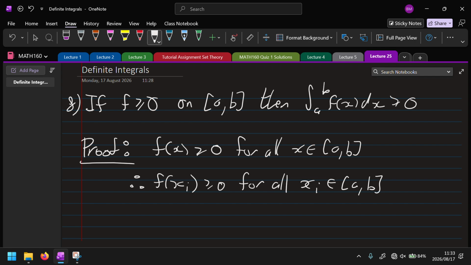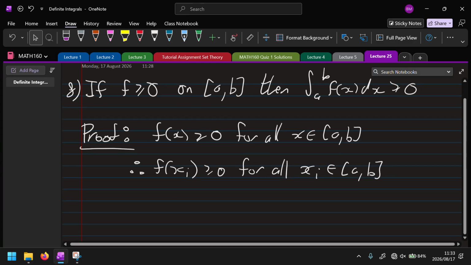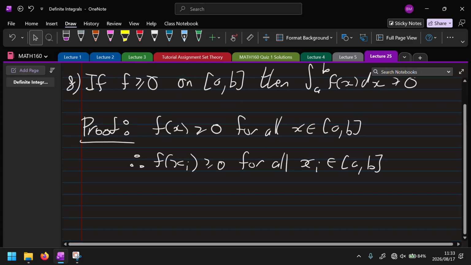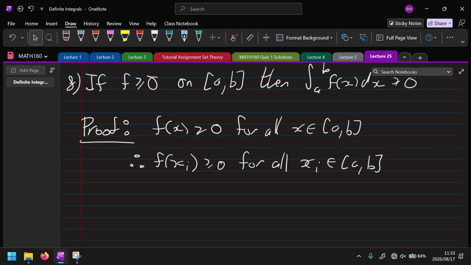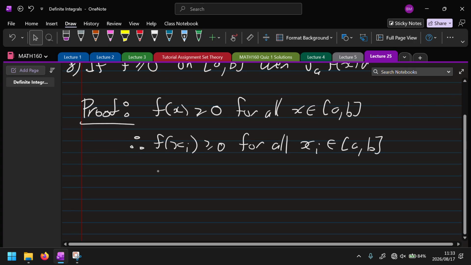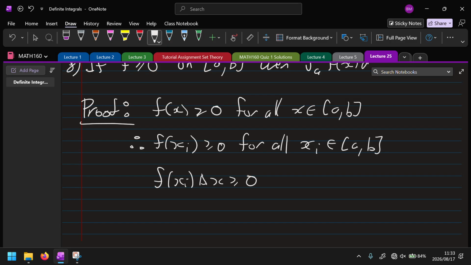Okay, remember x_i, that was the base of the rectangle that we picked. So if the function's positive, then the function will also be positive for any x_i. Now, what we can do is multiply both sides of this inequality by delta x. It's positive, so it won't change the sign. And on the right-hand side there, it's 0, so it will stay 0. So let's multiply by delta x. And the inequality stays the same because the delta x is positive, right? (b minus a) over n is positive.